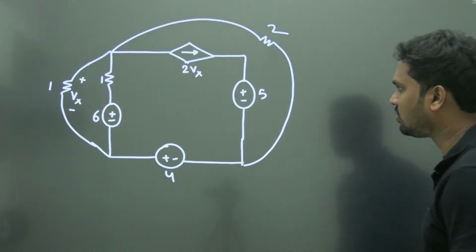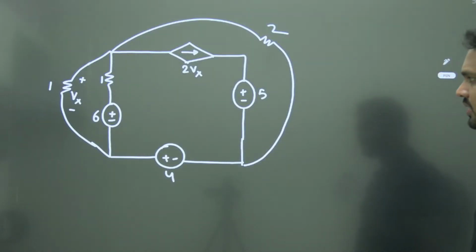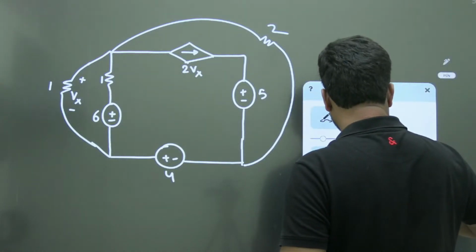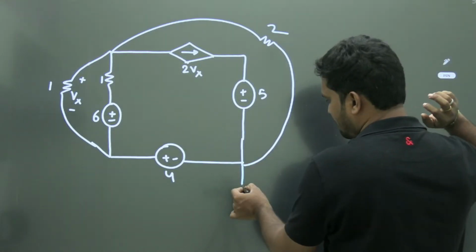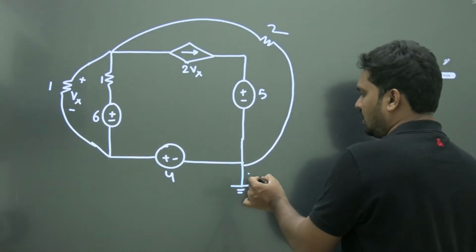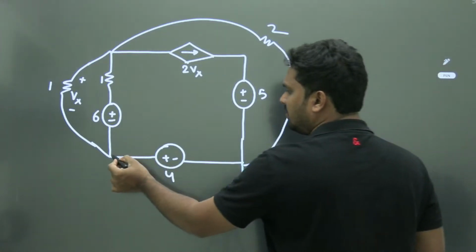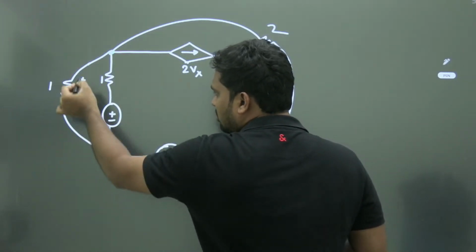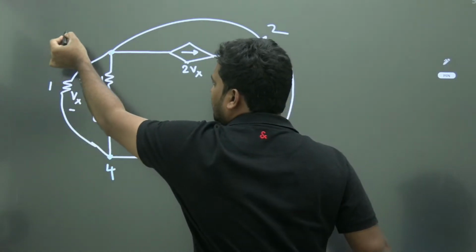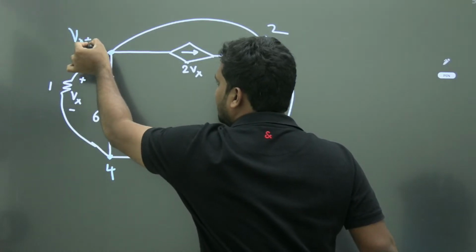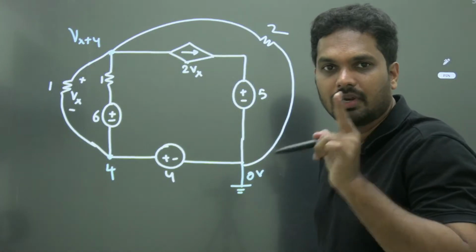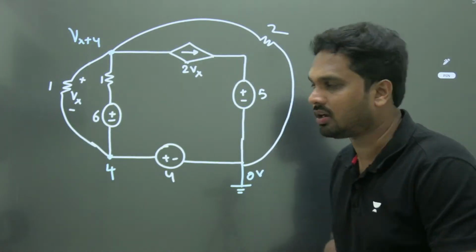Okay, this is the question, right? Now listen carefully, I am taking the ground right here. If you take this ground, then this will be 4 volts. And what is this node voltage? This is 4, this is Vx. So don't take a new variable, simply take Vx plus 4. Now solve the question. You will get the same answer undoubtedly. Let me prove that, okay?